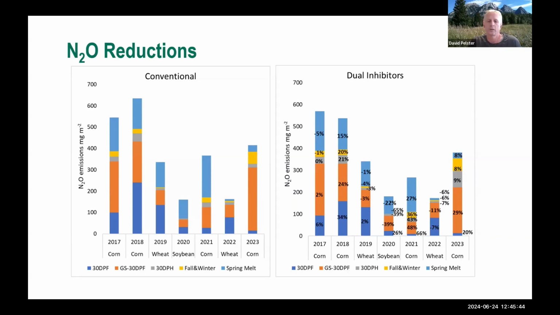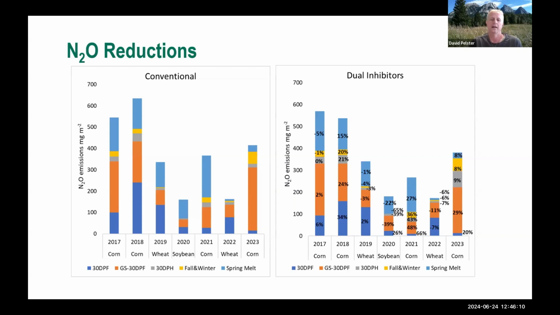Just over that growing season. And in this trial, we applied the same amount of fertilizer. So what it looks like, we didn't see any increase in yields. And so what it looks like is that at the end of the growing season, we had sort of a surplus of N in the soil that was left. And that led to higher emissions from the field that was treated with the dual inhibitors through the post-harvest period, the winter, and then the spring snowmelt.